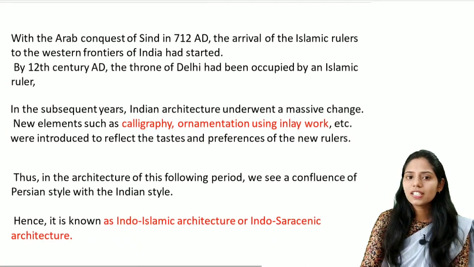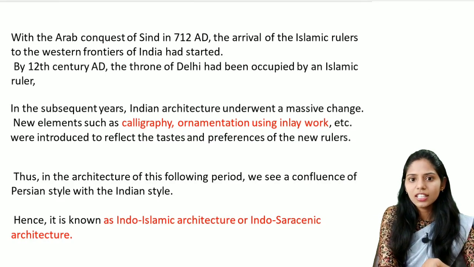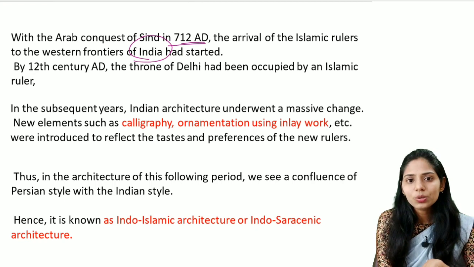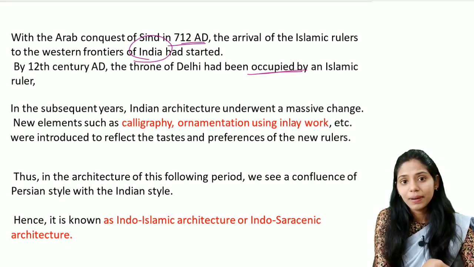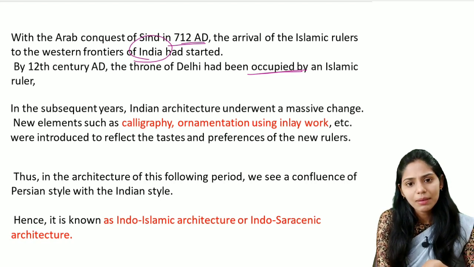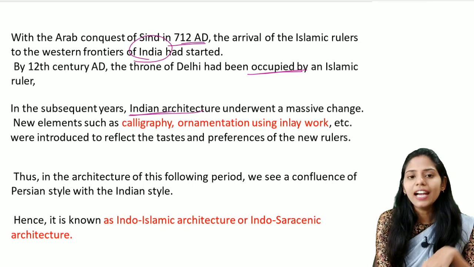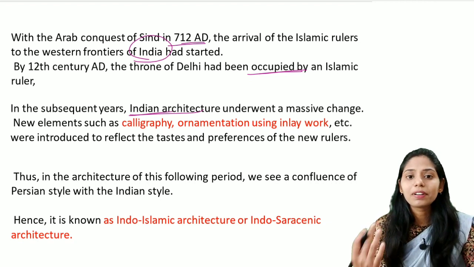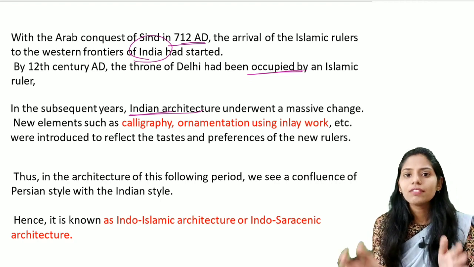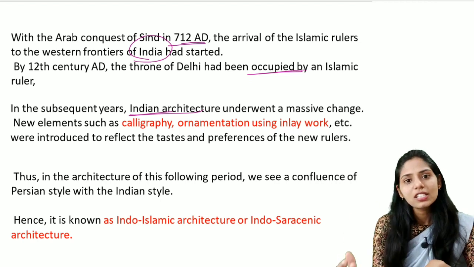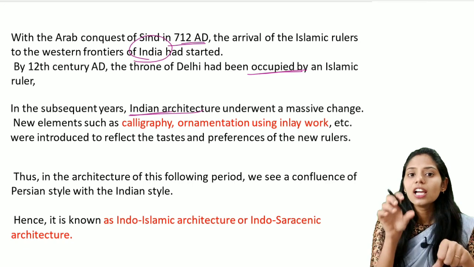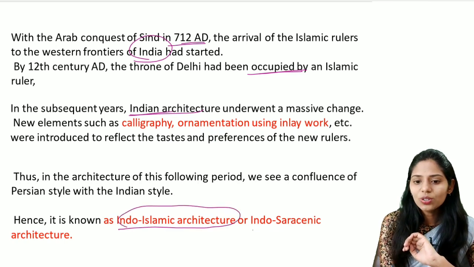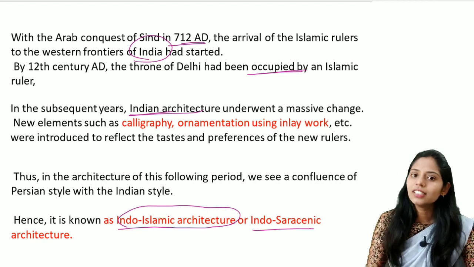If you see the first slide of this lecture, with the Arab conquest of Sindh in 712 AD, it led to the arrival of the Islamic rulers into the western frontiers of India. And by the 12th century AD, the throne of Delhi had been occupied by an Islamic ruler. In the subsequent years, the Indian architecture went through a massive change, and they introduced new elements like calligraphy and ornamentation. They used inlay work, etc., and that reflects the preferences and taste of those Islamic rulers. But there is also the local architecture present. So there will be a confluence of the local architecture, that is Indian architecture, along with this Islamic architecture. This type of style is known as Indo-Islamic architecture or Indo-Saracenic architecture. So this is some of the introduction regarding the medieval architecture.